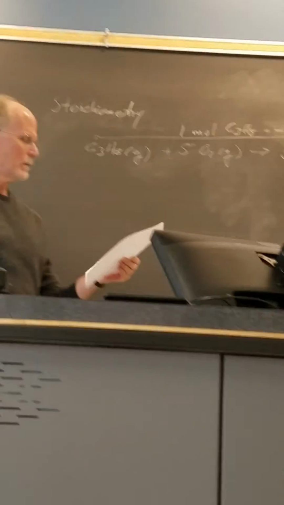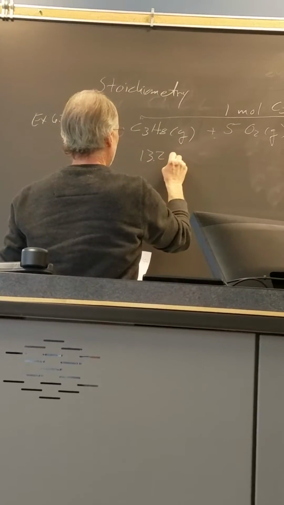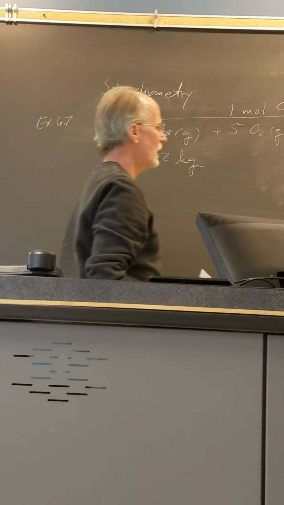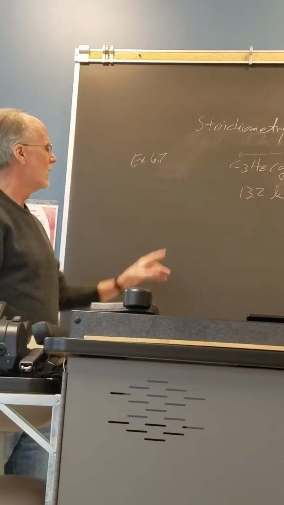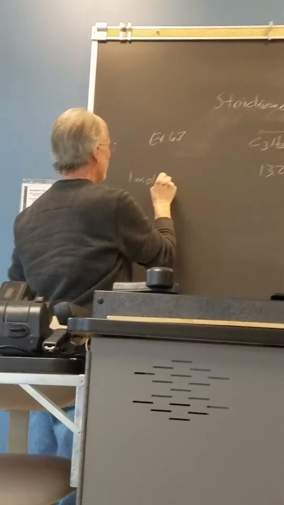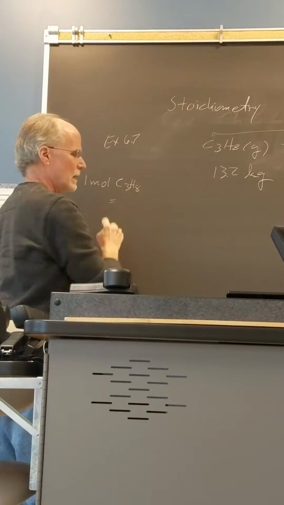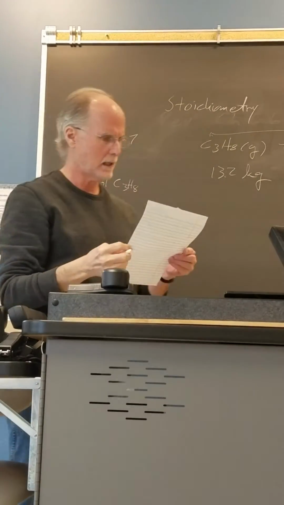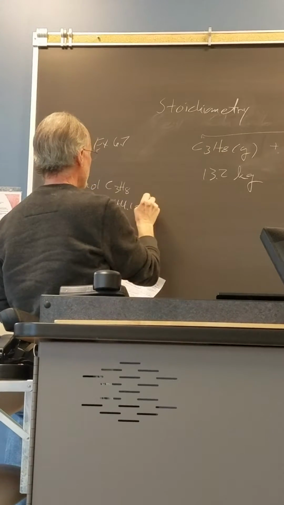So in this stoichiometry problem, you have a given amount. In this problem, it's 13.2 kilograms. And the question is, how much heat is produced? It's pretty much straight stoichiometry. You're going to need a molar mass here. So for 1 mole of anything, just add up all of the atomic weights, and that in grams is 44.1 grams.